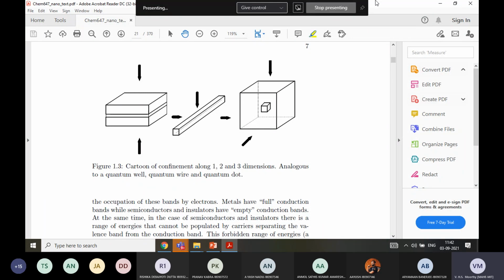Now, what do we have to discuss next? The next thing we have to discuss is length scales. So what is meant by length scales? Length scale means, now I will ask you one question: what is the dimension of a particle to call it a nanoparticle?